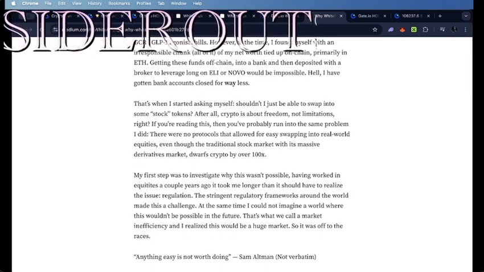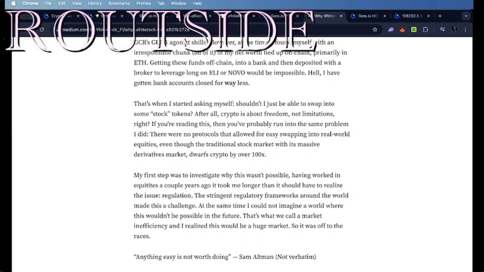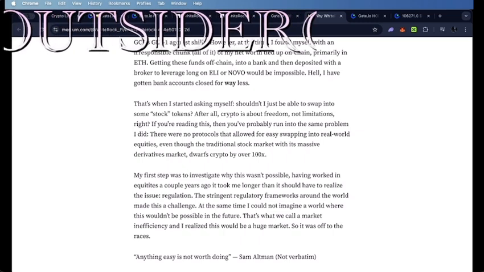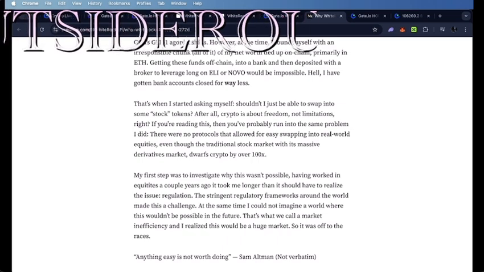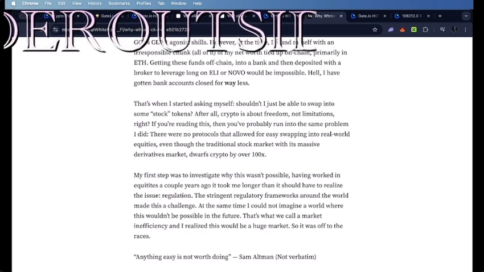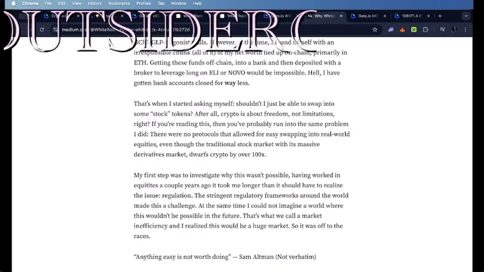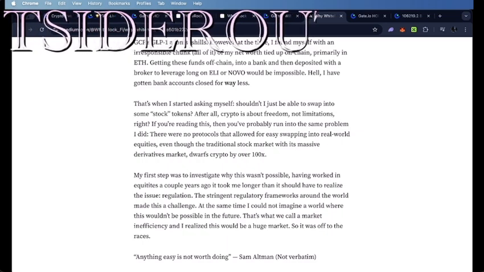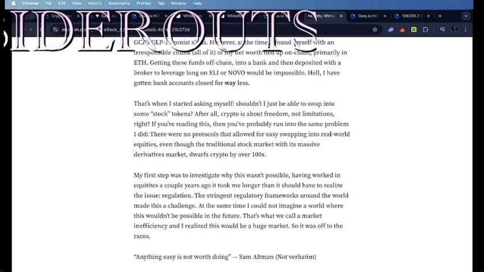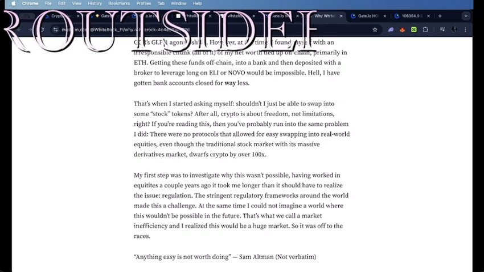That's when I started asking myself, shouldn't I just be able to swap into some stock tokens? After all, crypto is about freedom, not limitations, right? So if you're reading this, then you have probably run into the same problem I did. There were no protocols that allowed for easy swapping into real world equities. That's really a huge problem for me.